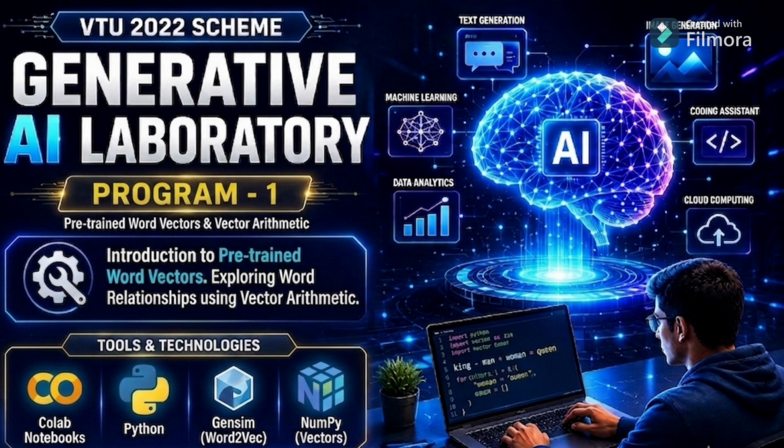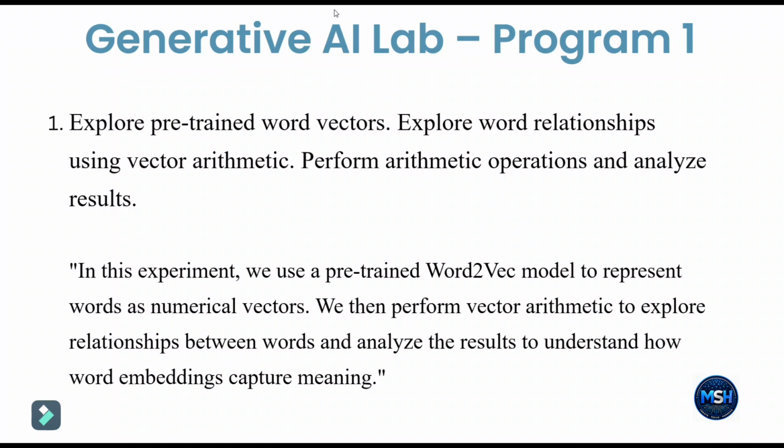Program 1 of generative AI should explore pre-trained word vectors. Means we can explore pre-trained word vectors and explore word relationships using vector arithmetic, perform arithmetic operations and analyze results. The question of this experiment should be this. This question has three parts.